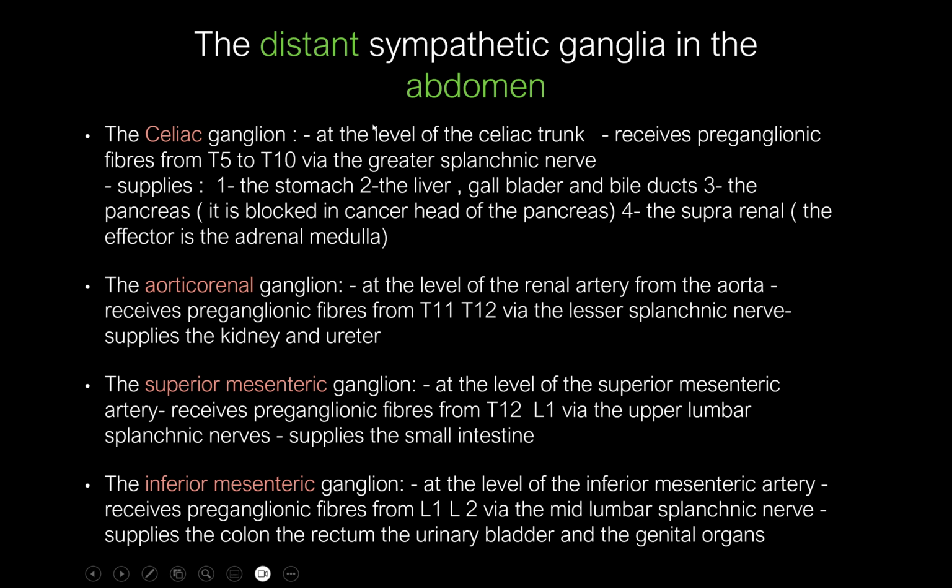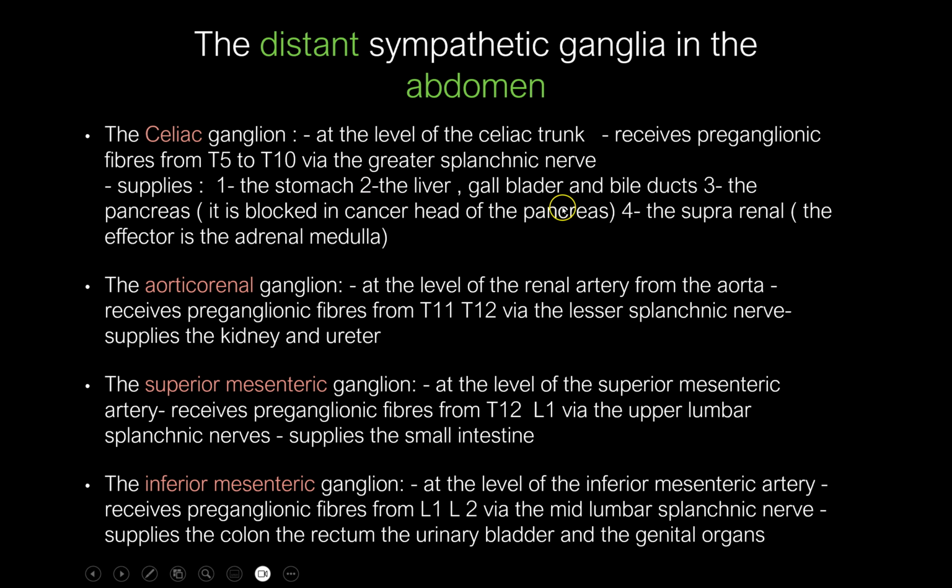The distant sympathetic ganglia, as we said, follow the blood vessels. We have the celiac ganglion, so it is supplying all the organs supplied by the celiac artery. For instance, you have the stomach, liver, gallbladder, bile ducts, pancreas, and it arises from dorsal 5 to dorsal 10 segments. These preganglionic fibers are long, synapsing with the celiac ganglion near the celiac artery and going to these organs with the blood supply.